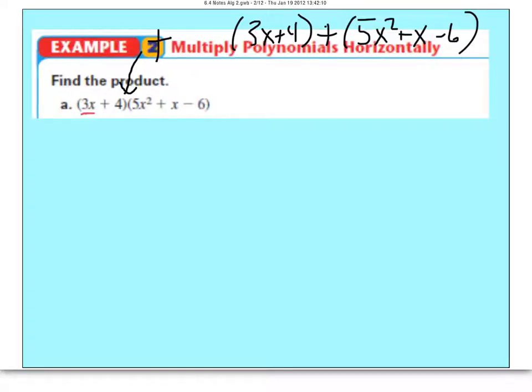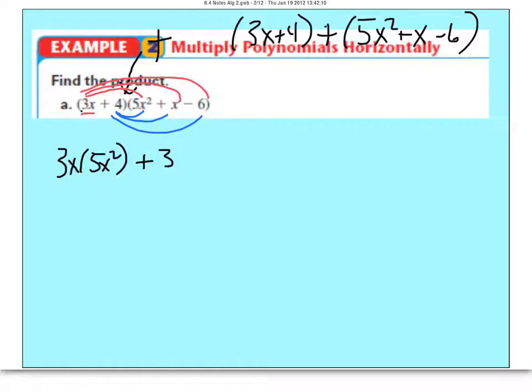So this 3x has to touch this term, and this term. This 4 has to touch everything over here too. We're going to multiply and make 6 new terms and then add them together like we did in the last section. So let me write this first one out a little bit longer. We'll do 3x times 5x squared. And we'll come by and simplify that in a little bit. 3x times a positive x is plus 3x times the x. 3x times a negative 6 would be negative 3x times the 6.